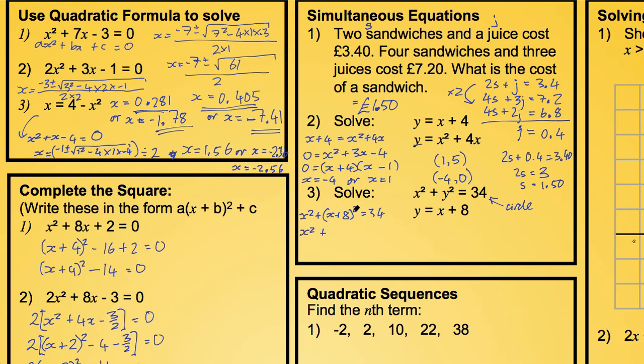x squared, expand this bracket, x squared plus 8x is 16x, plus 64 equals 34. Collecting like terms and setting equal to 0, that gives me 2x squared plus 16x, taking 34 from both sides, so plus 30 equals 0. I'm going to divide all of that by 2 to solve it, so that is x squared plus 8x plus 15 equals 0.